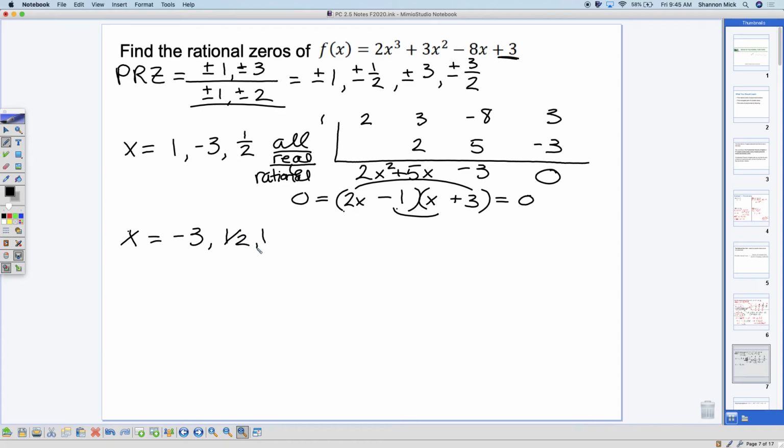Well, this is a cubic, yes. It's odd. It's positive. So show me with your hands what it's going to start and stop at. It's going to start down and end up. Not bouncing anywhere.